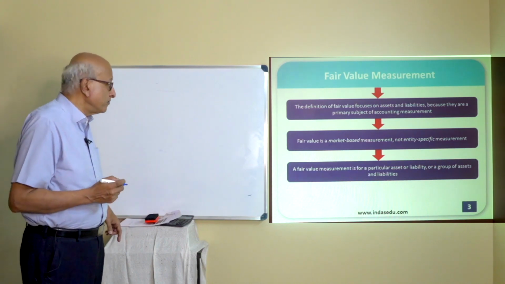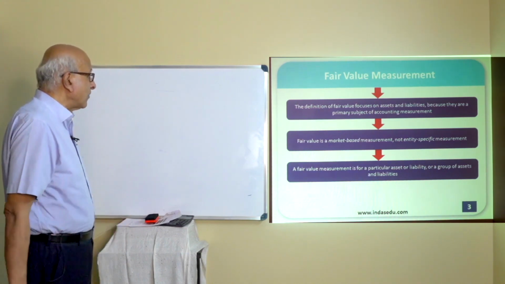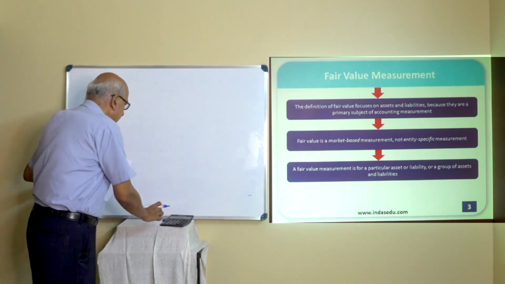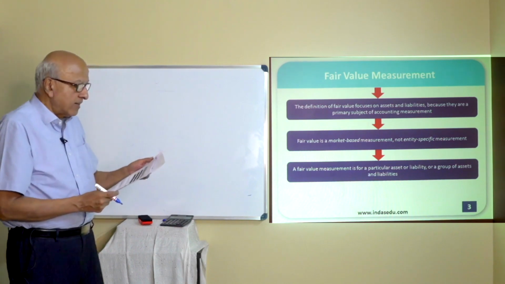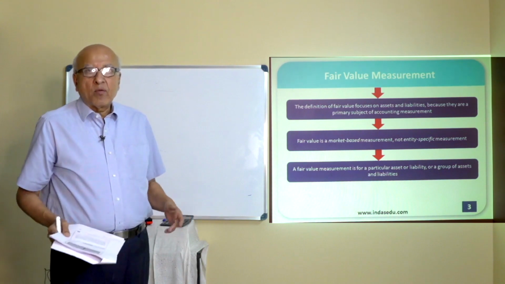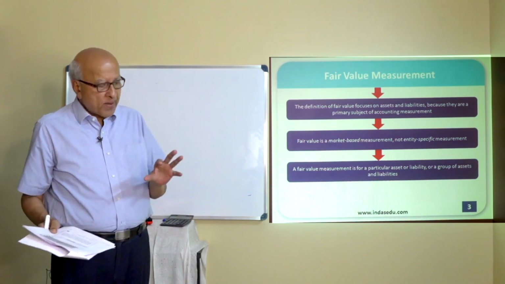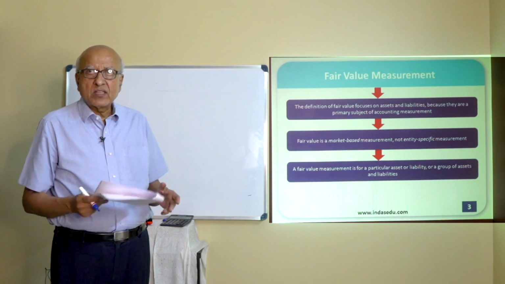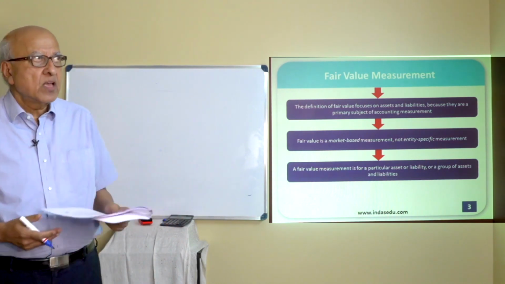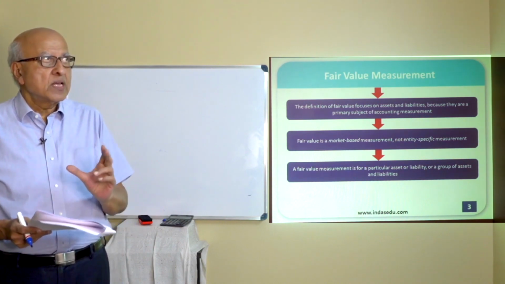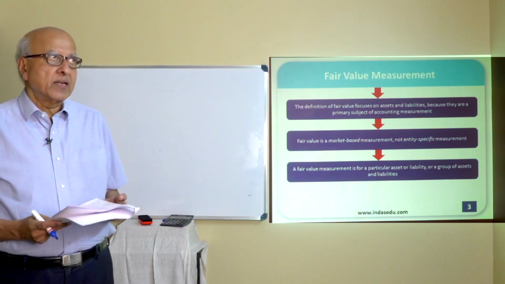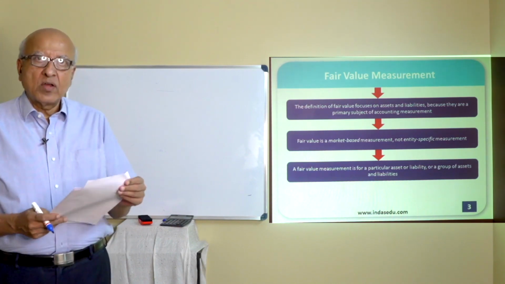Third thing is what? A fair value measurement is for a particular asset or liability or a group of assets and liabilities. It can be for a standalone asset. It can be one cash generating unit, a group of assets and liabilities, or when there is a business combination, my company is being taken over by someone, what is the fair value of the total group, that is the identifiable assets and liabilities taken over by the parent. So three things we need to remember.